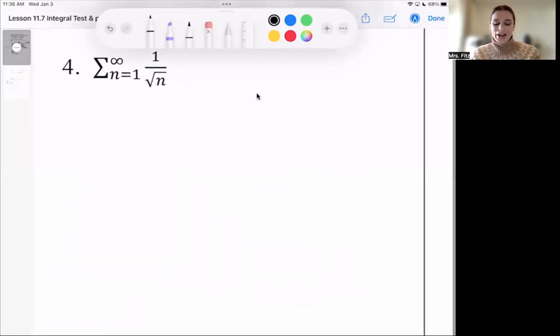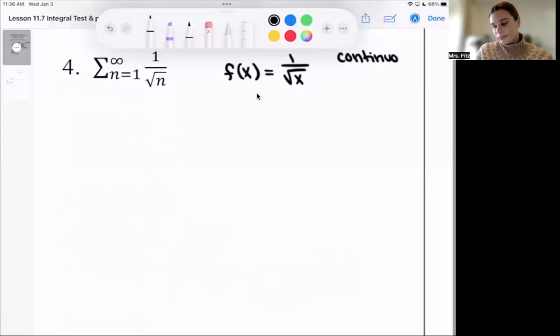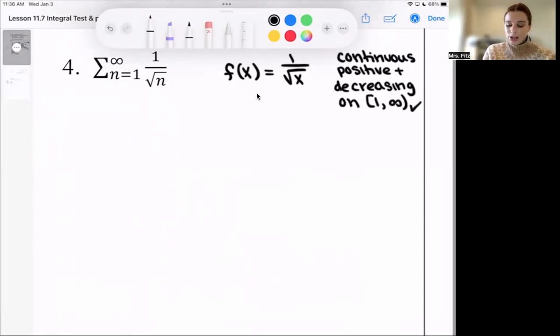Okay, so number 4, we have the sum from n equals 1 to infinity of 1 over the square root of n. So therefore, f of x equals 1 over the square root of x. And in this case, yes, it is continuous. It is positive, and it is decreasing on our interval from 1 to infinity. Check. We've stated our initial condition. We can set up our improper integral.